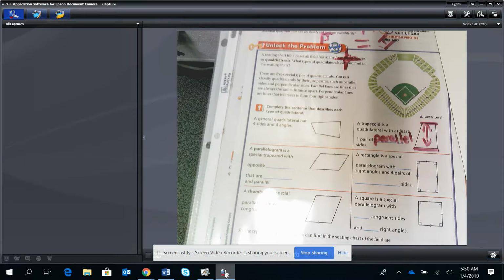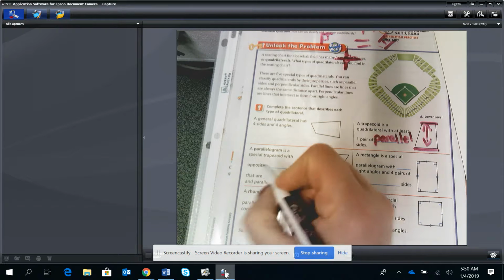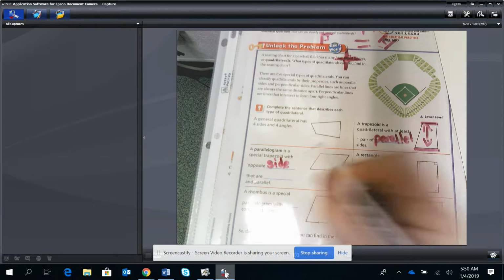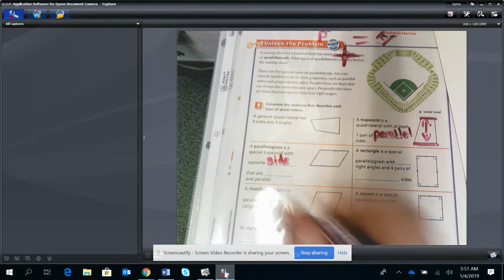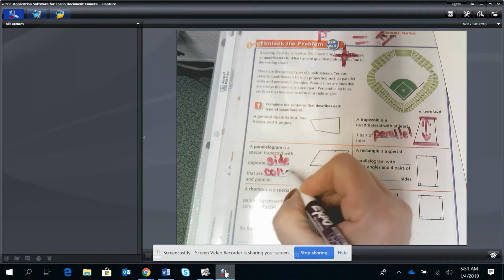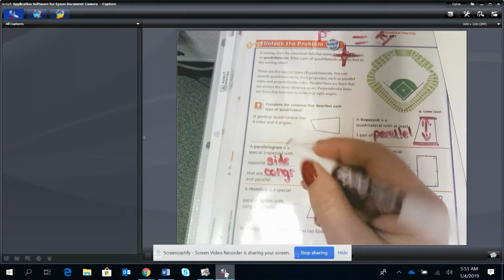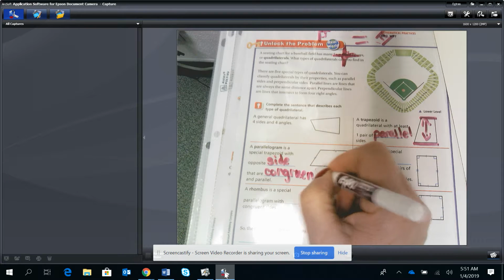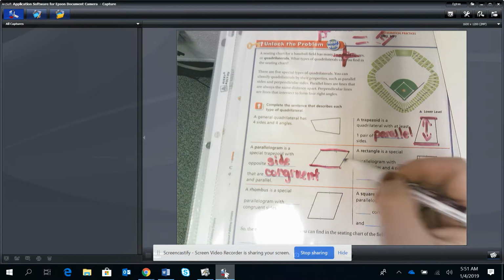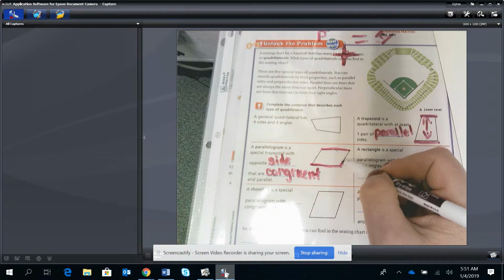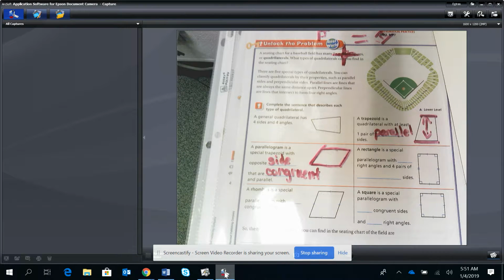Okay, a parallelogram is a special trapezoid with opposite sides congruent. So these 2 sides are opposite of each other, and these 2 sides are opposite. Let's review what the word congruent means. Congruent means same size, same shape. So if we measured this line and this line, they would be exactly the same size, and these would be exactly the same size. So the opposite ones have to be that to be a parallelogram.